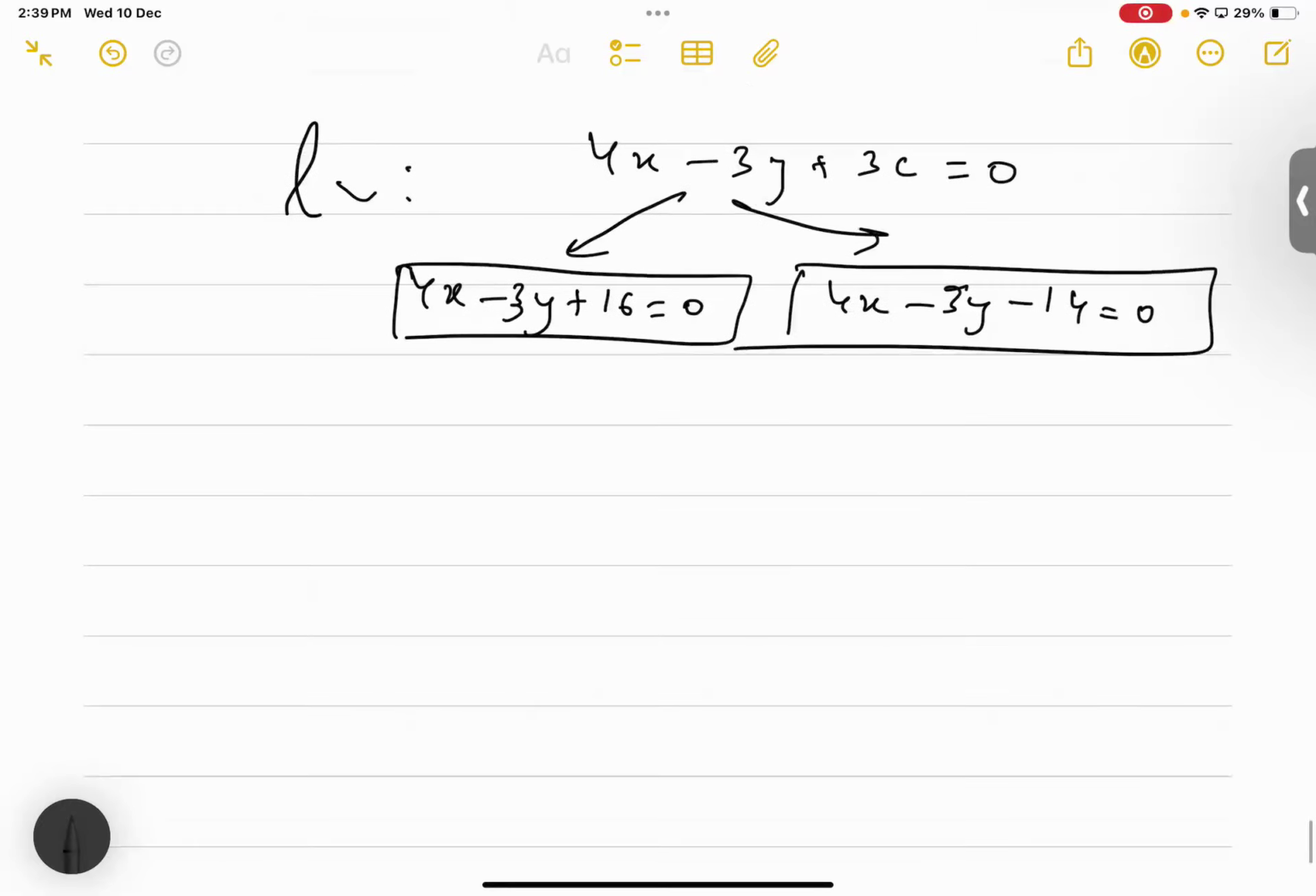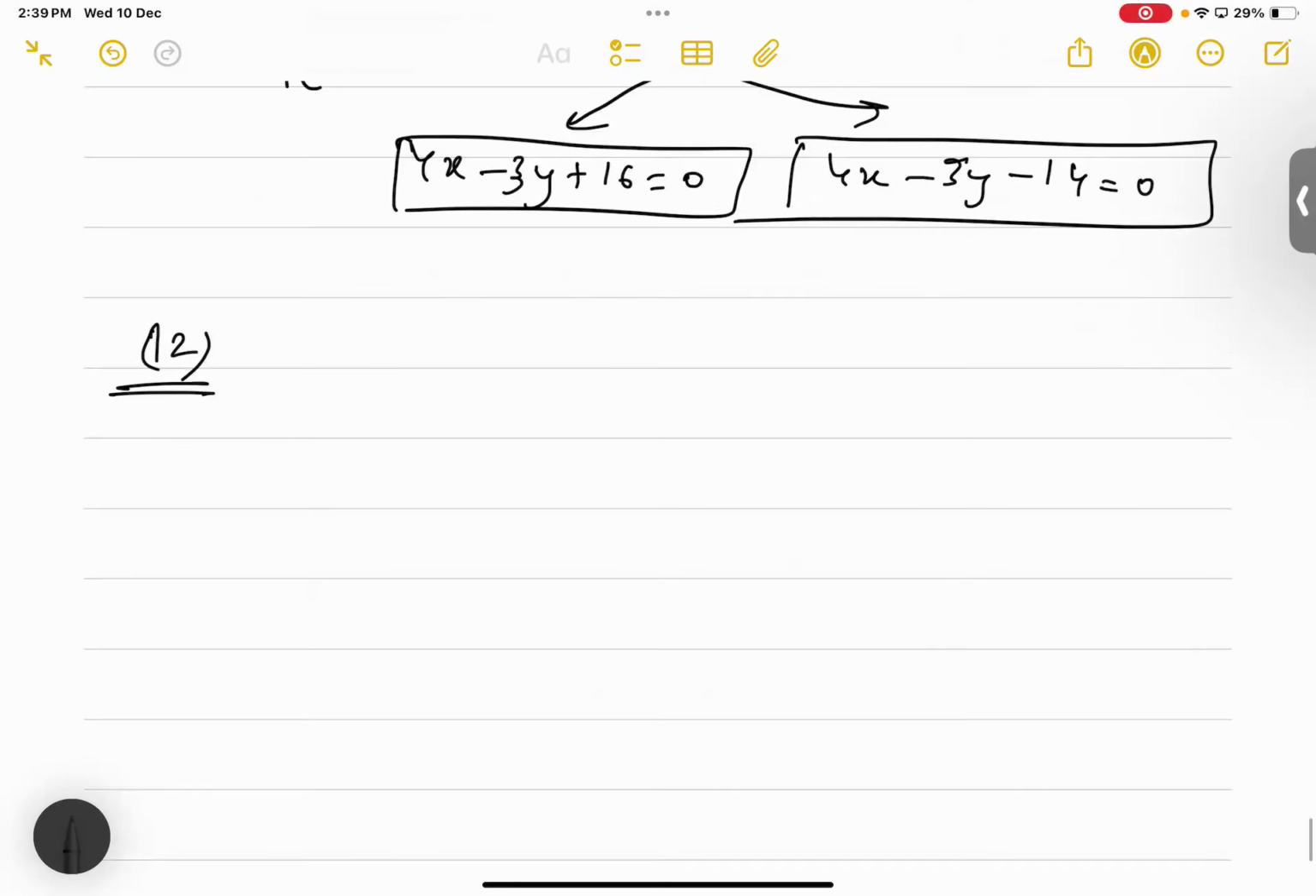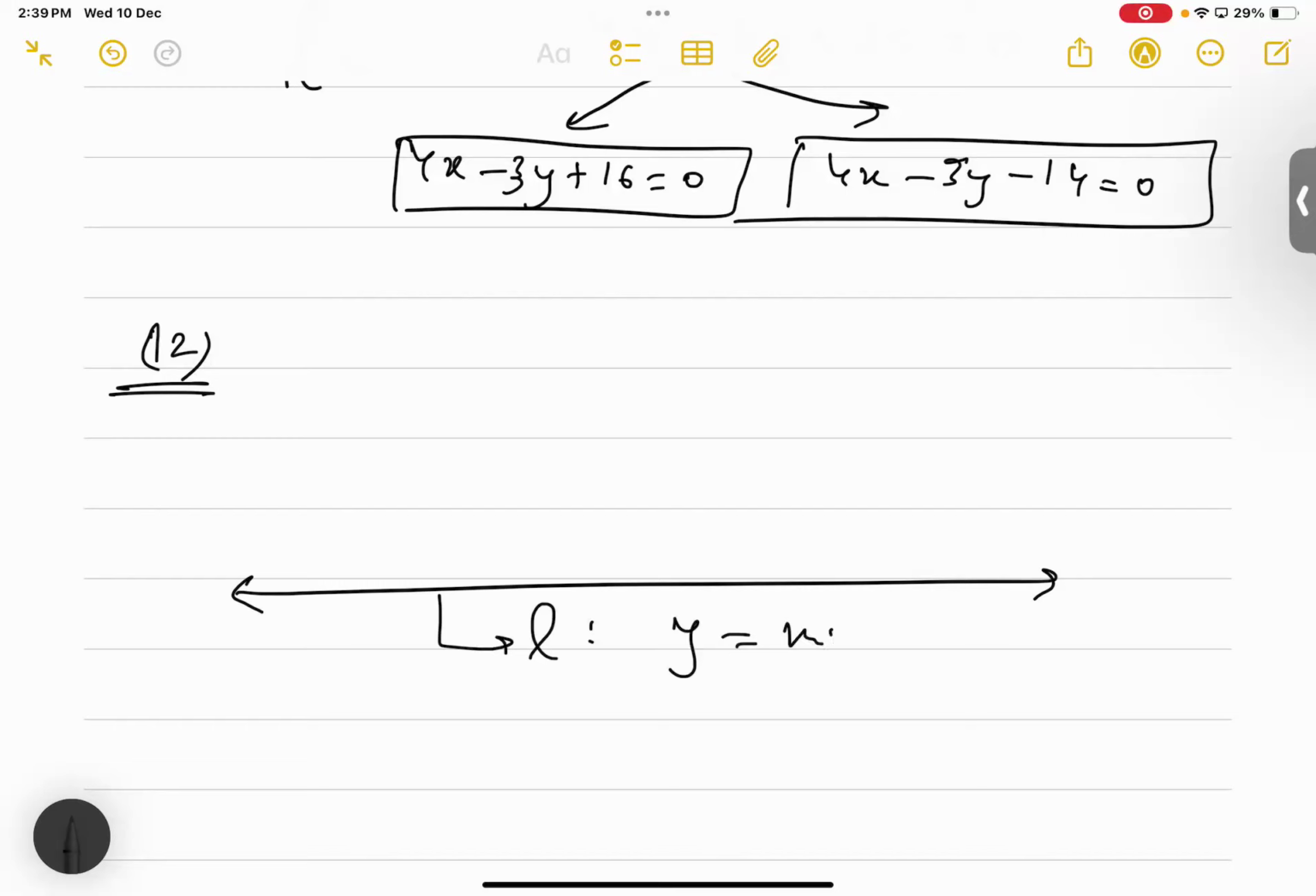Okay. Next question, that is question number 12. Find the equations of the lines with slope minus 1. So they are asking the equation of the lines. We'll just consider one line. So this is line L whose equation is y is equal to mx plus c. Why am I taking slope point form? Because the slope is given. What is the slope? Minus 1. Correct? So x plus y minus c is equal to 0. This is the equation of line L.